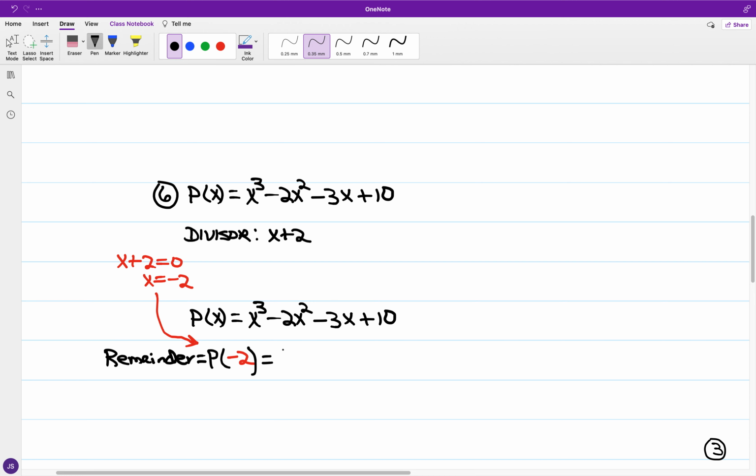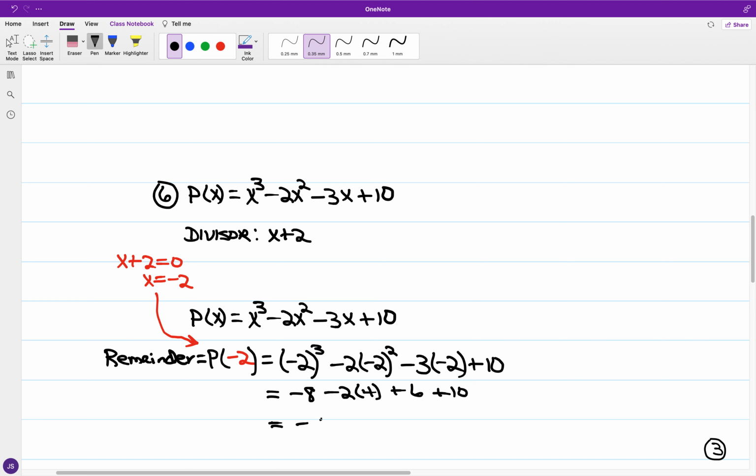So for x to the third, we're looking at negative 2 to the third power, minus 2 times the square of negative 2, and we have minus 3 times negative 2, followed by the addition of 10. So we got the cube of negative 2, that's going to be negative 8. We got minus 2, and the square of negative 2 is 4. Negative 3 times negative 2 is positive 6. We got plus 10.